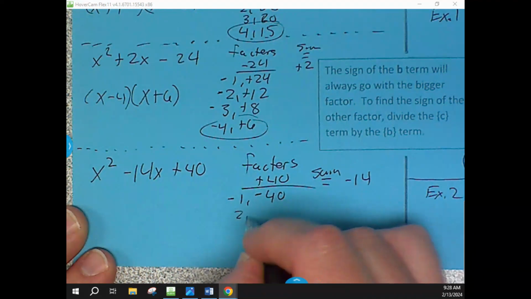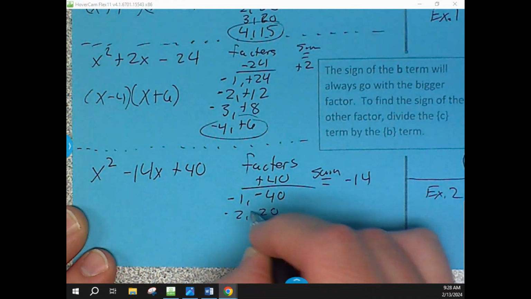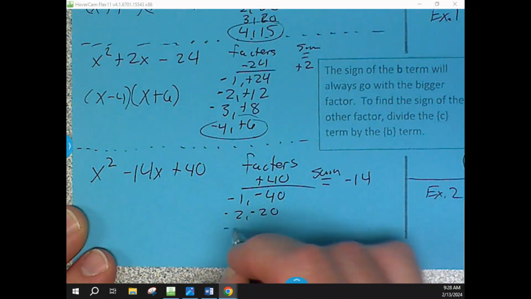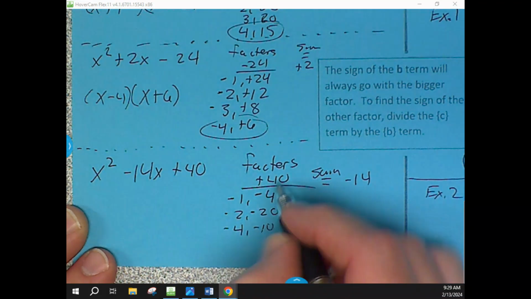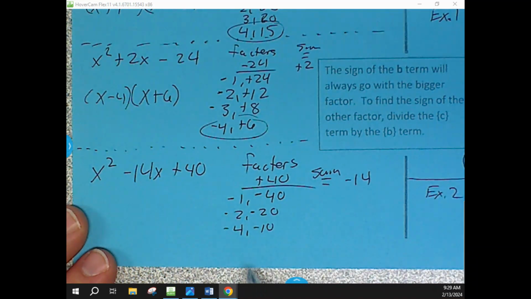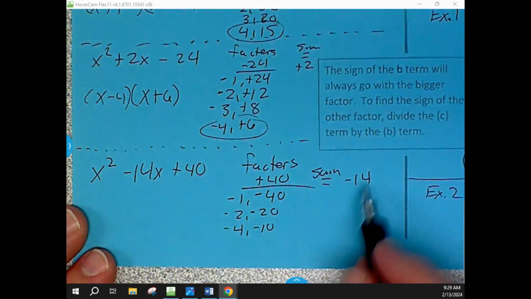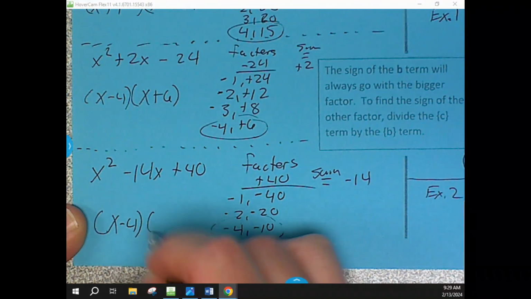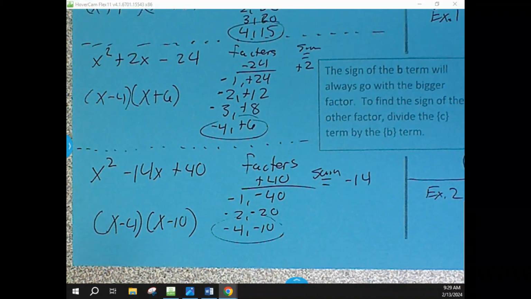So if we use 2 and 20, again, both negative. If you check 40 divided by 3, it doesn't go. If you check 40 divided by 4, that's going to be 4 and 10. So there's the pair that's going to add up to negative 14. So this will be an x minus 4 and an x minus 10.